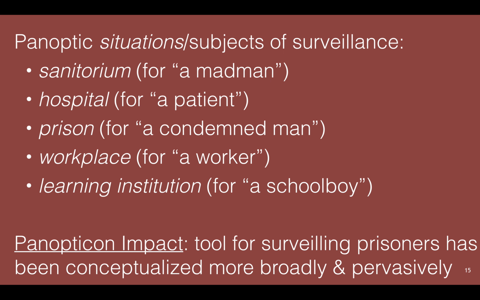Here again, from that quote, I'm going to spell it out a little bit more specifically. There are various situations and subjects of surveillance. For example, a sanatorium would surveil a madman, a hospital would surveil a patient, a prison would surveil a condemned man, a workplace would surveil a worker, and a learning institution would surveil a schoolboy or a schoolgirl. And the impact of the Panopticon, a tool for surveilling prisoners, is that it has been reconceptualized even more broadly and pervasively across society. So again, it's not just for a prisoner, it can be for a madman, a patient, a worker, a schoolboy, or a schoolgirl.